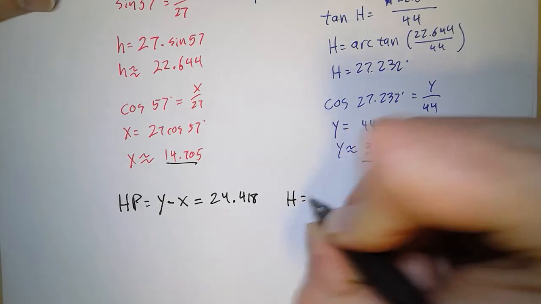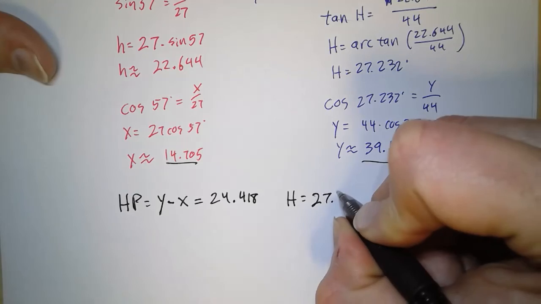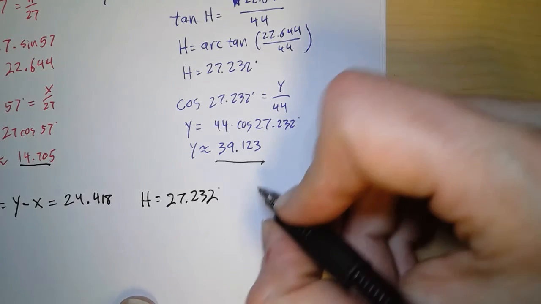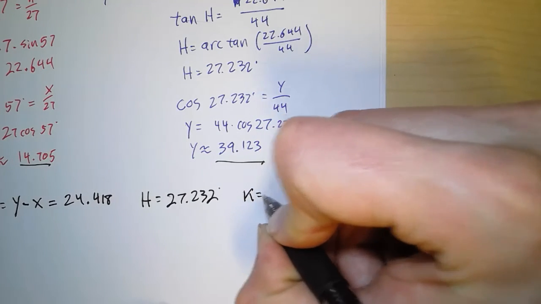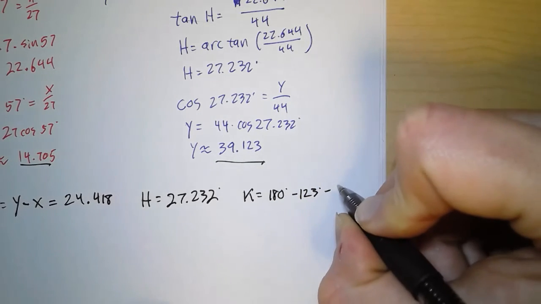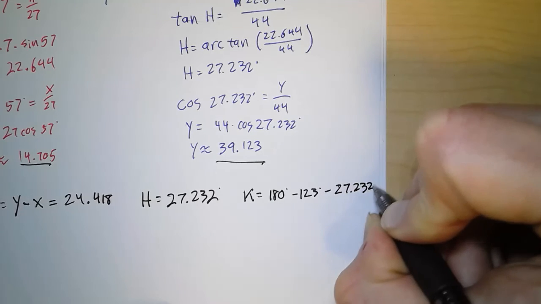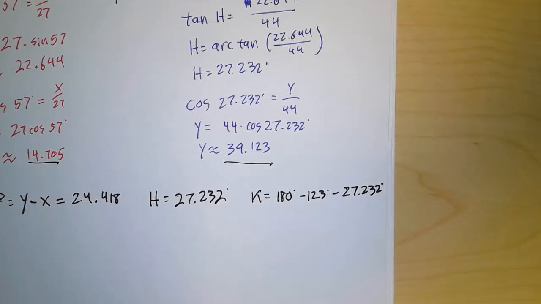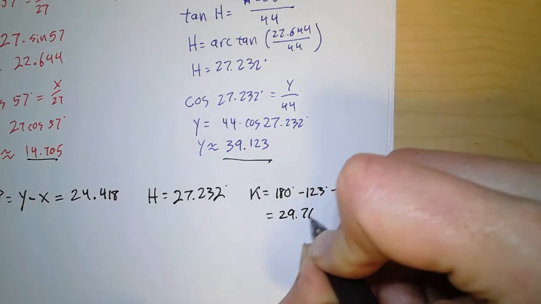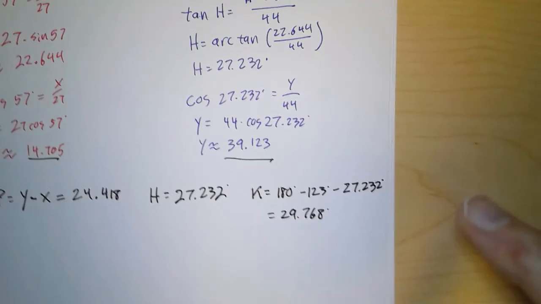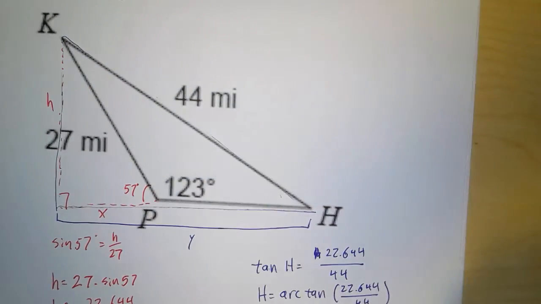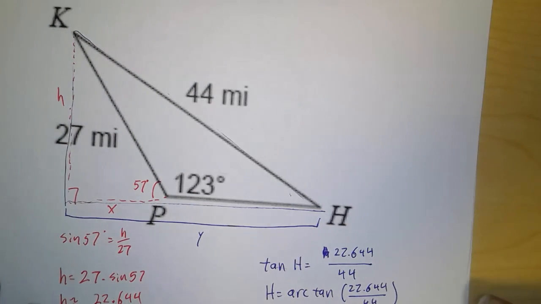Now to the angles. Well, we found angle H, that is 27.232 degrees, and angle K, well, if we know the other two angles, we can just subtract from 180. So 180 minus the one angle we were given, 123, minus the angle we found, 27.232, and we get an angle of 29.768 degrees. So anytime you have to solve a triangle that's not a right triangle, you always want to draw the height, whether it's inside the triangle or outside the triangle.